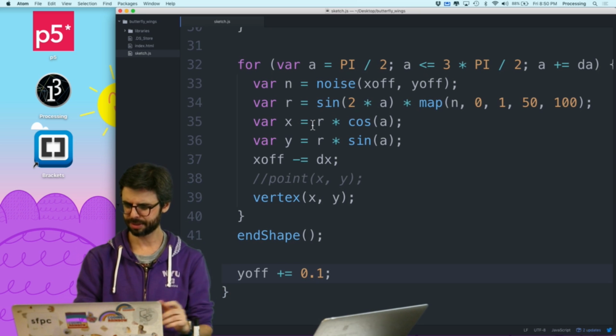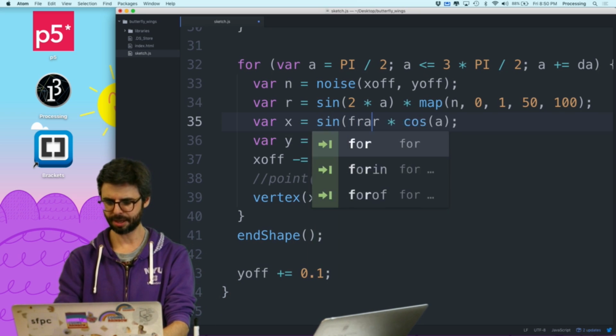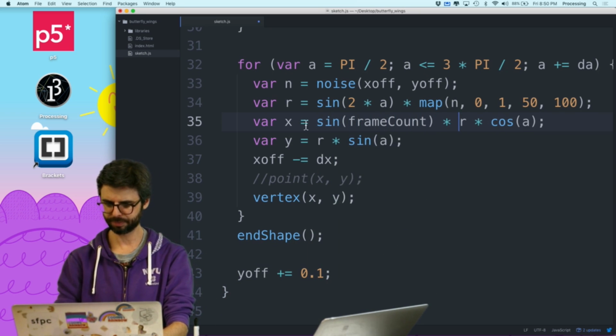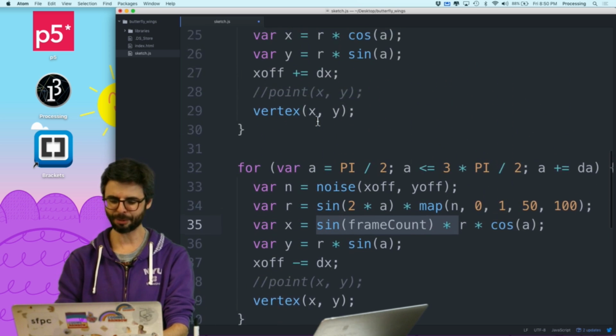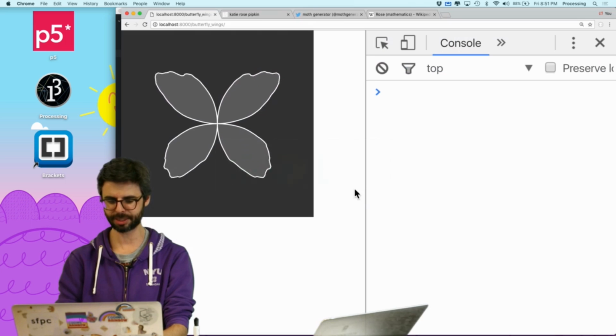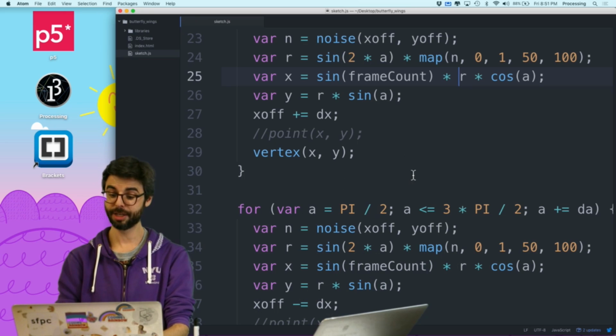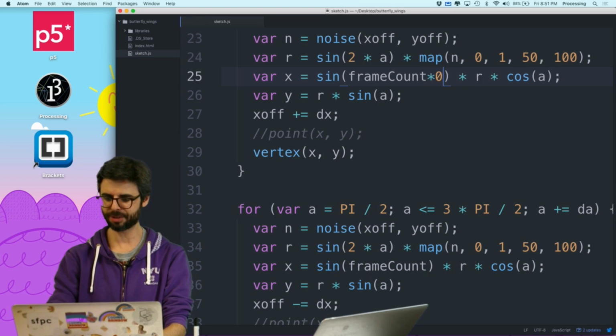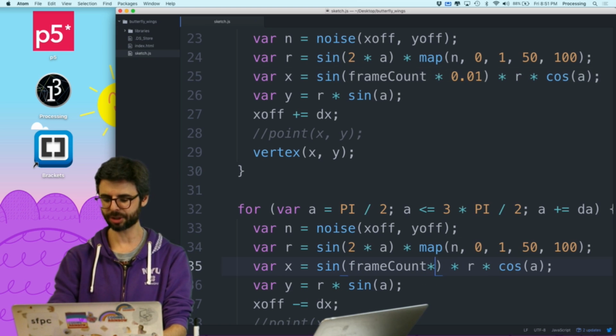This here, sine of frame count. Again, I really hate that I'm doing all this twice. Sine of frame count. Now let's just do this. Whoa, okay. So frame count, how about times 0.01? I really should have a counter.